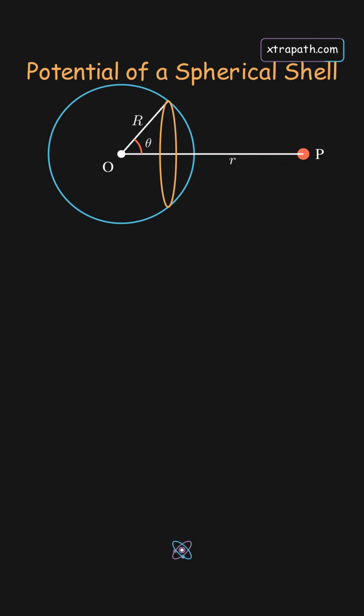Let's consider one such ring at an angle theta. To find its mass, we need its area. Let's give it a tiny thickness by adding a very small angle, d theta. This creates a tiny arc on the surface. Its length is the radius R times d theta, giving us the ring's width. And looking at the triangle, the radius of the ring itself is R sine theta.